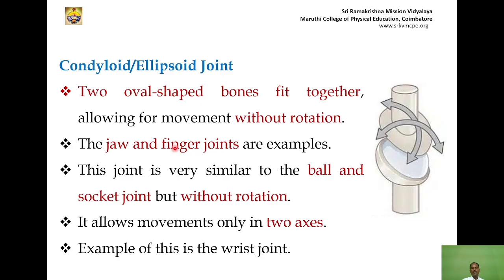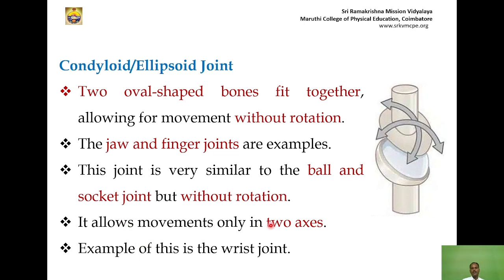The jaw and finger joints are examples. This joint is very similar to the ball and socket joint, but without rotation. There is no rotation because in the ball and socket joint there is a cup shape and a big oval shape, so there is a possibility of rotation there. Here two oval shapes are joined together, so there is no opportunity for rotation.